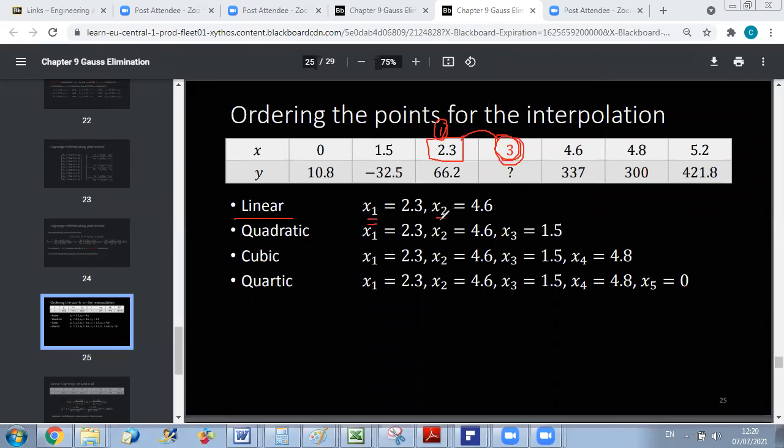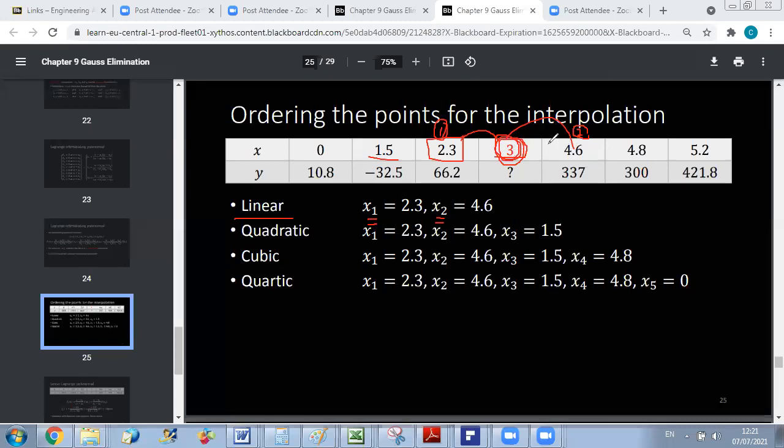Now, when we select an even number, we should take the other side. If point 1 was on the left side, point 2 should be on the right side, even if this point, which is on the left, is closer to 3. The other criterion when we choose an even number is to have a good distribution of points to the left and to the right. Even if 1.5 is closer to 3, having points from each side will give a better result for interpolating f at 3.